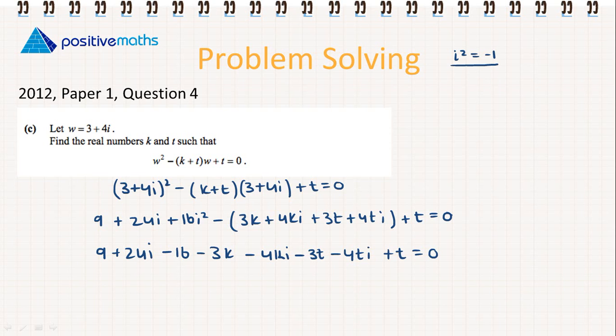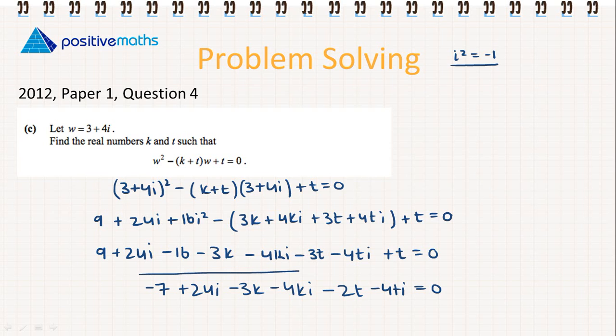We have a lot of different terms here, and we have two unknowns. So we have k and we have t. So let's see if we can simplify a little bit further. 9 minus 16 is going to give us minus 7 plus 24i minus 3k minus 4ki. We also have minus 3t plus t, so that's going to give us minus 2t, and minus 4ti equals 0.